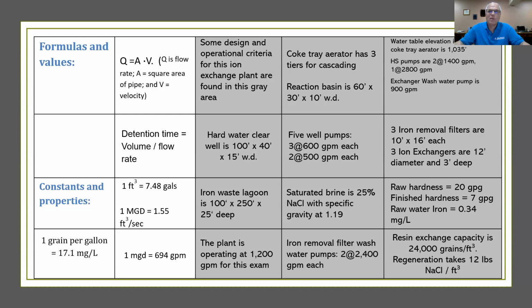For example, you can see that there are 5 well pumps. There's a hard water clear well. There's iron removal filters. They give you some information about the raw water and finished water hardness. They tell you that the plant is operating at 1,200 gallons per minute. So there's various amounts of information here that you can refer to help you with your exam problems. But let's look at the schematics.